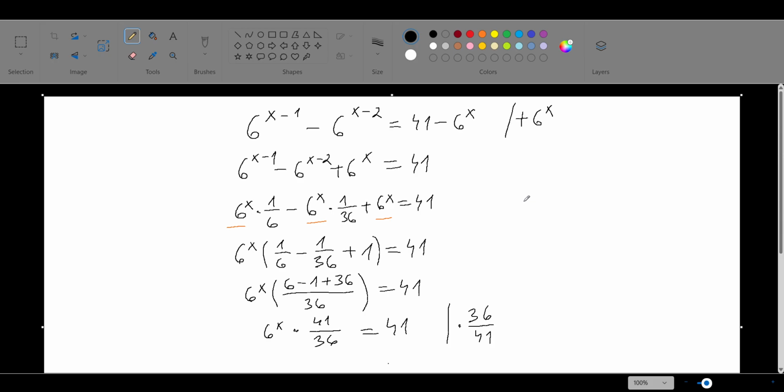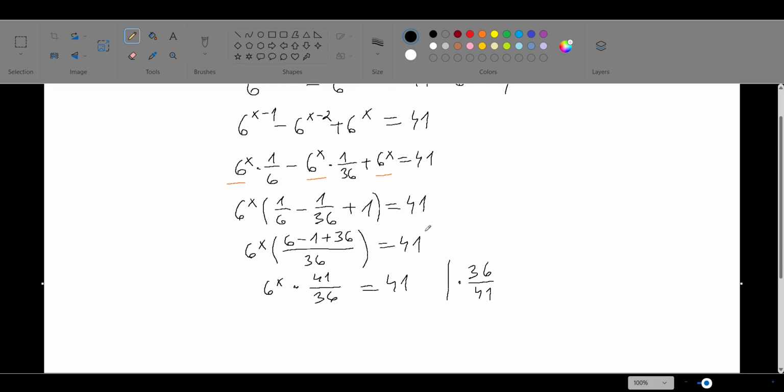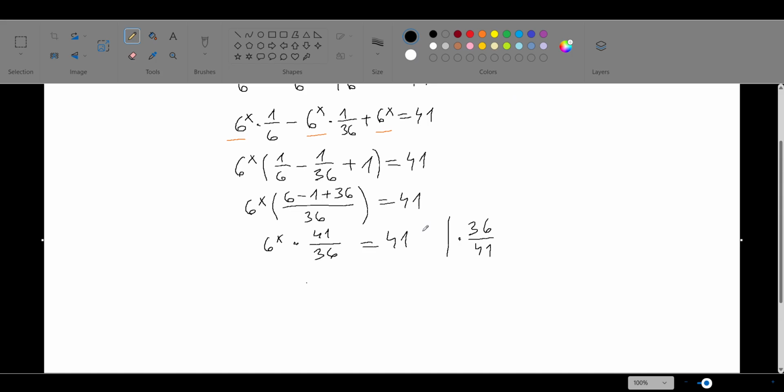over 41. So we will get the equation 6 to the power of x is equal to 41 times 36 over 41. This 41 will cancel with this 41, so 6 to the power of x is equal to 36, which is definitely 6 squared, so it means our solution is x being equal to 2.